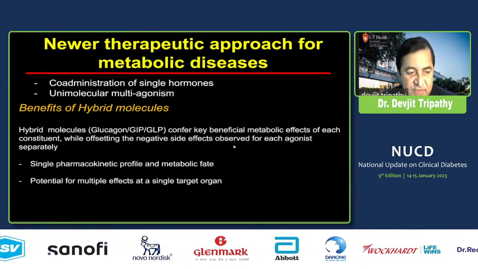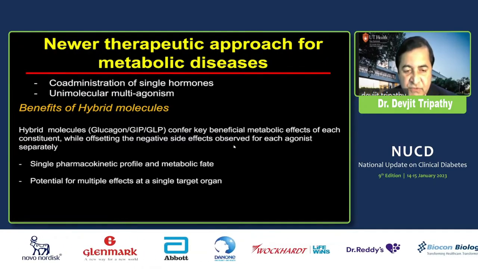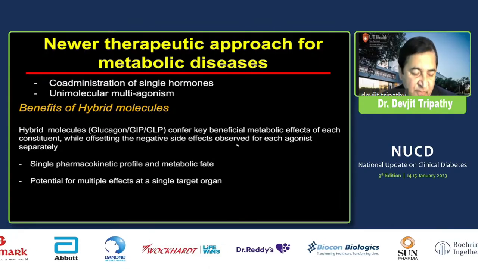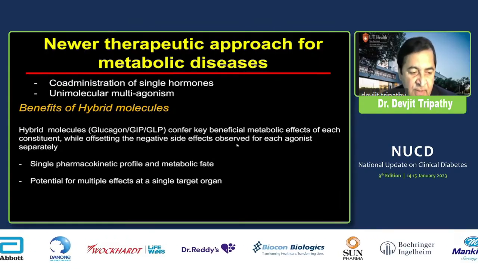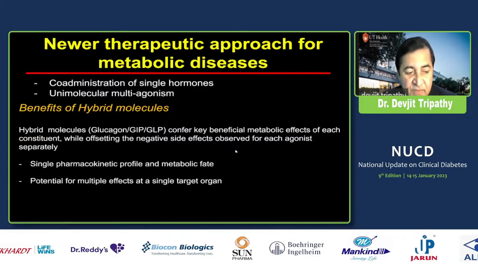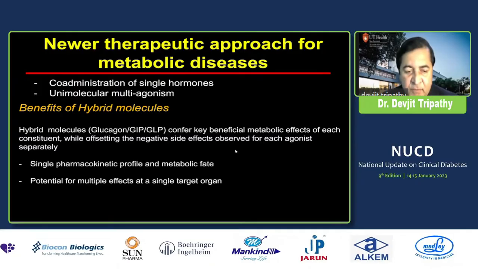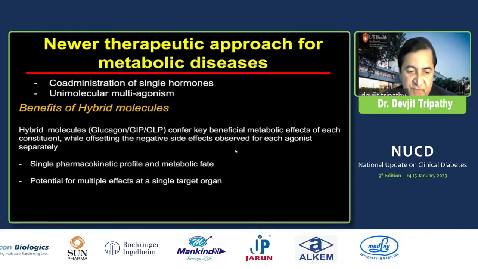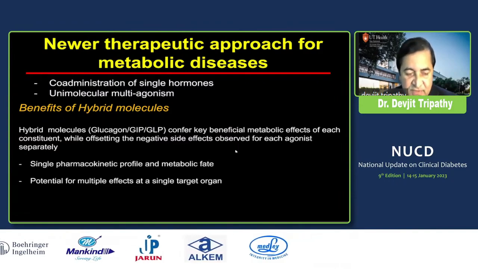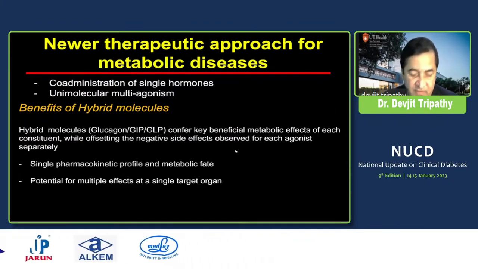The other benefit is the single pharmacokinetic profile, because this is just a single molecule. This is particularly important in patients who have chronic kidney disease, and those who have liver or hepatic disease also. And a single molecule acts with multiple effects on a single target organ. For example, in the pancreatic beta cells, both GLP and GIP increase glucose-dependent insulin secretion. That's how they have a complementary or additive effect on insulin secretion.